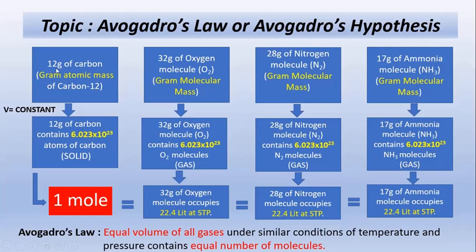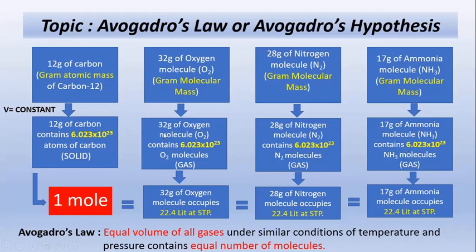Now, 12 grams of carbon contains 6.023 x 10^23 atoms of carbon. Similarly, 32 grams of oxygen contains 6.023 x 10^23 oxygen molecules. Similarly, 28 grams of nitrogen molecule contains 6.023 x 10^23 nitrogen molecules. 17 grams of ammonia molecule contains 6.023 x 10^23 ammonia molecules.